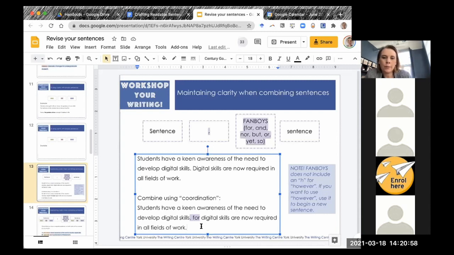Okay, question for the group. What if I wanted to say "because"? Would I need a comma? Yes or no in the chat. If I want to put "because" where this "for" is, right here.